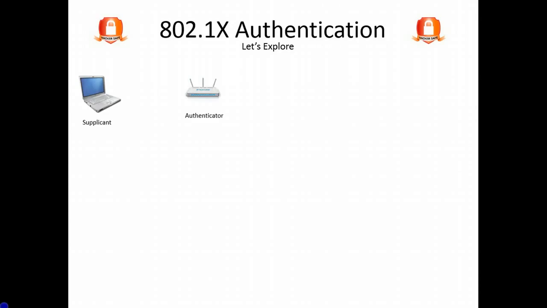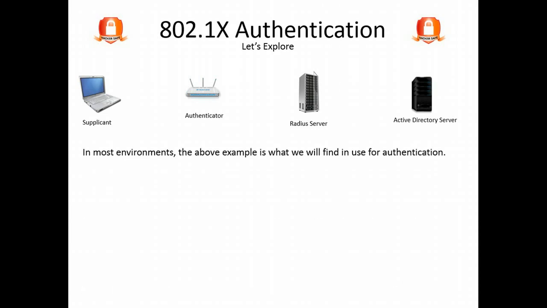You have your supplicant, your authenticator, and your RADIUS server, and I'm going to bring in one more piece of the puzzle. You have authorized users in your corporate environment, and somewhere there's a database that keeps track of all those authorized users, and that is your Active Directory. In 802.1x authentication, in most corporate environments, this is exactly what you're going to see.